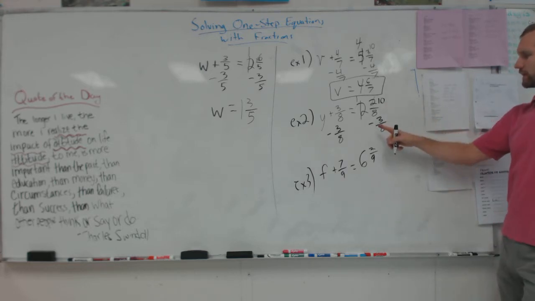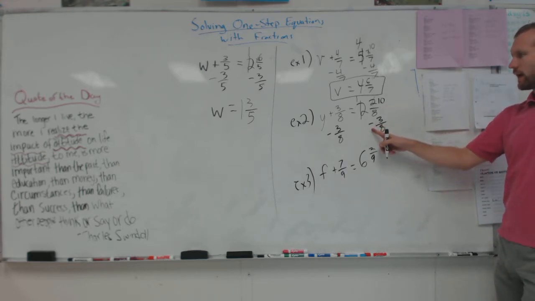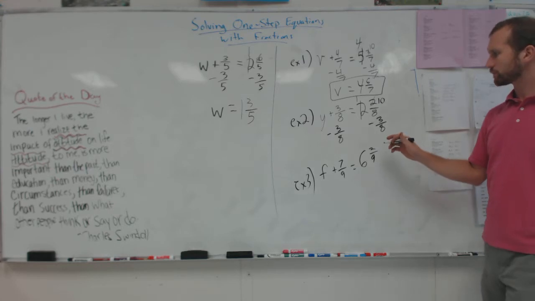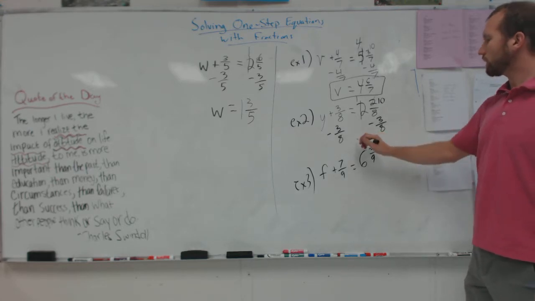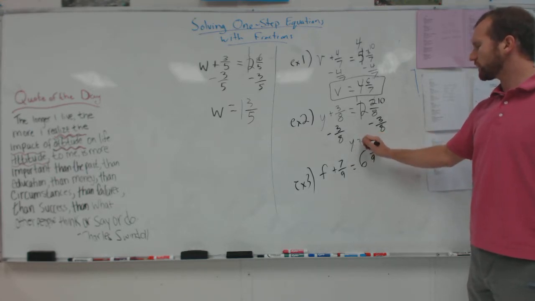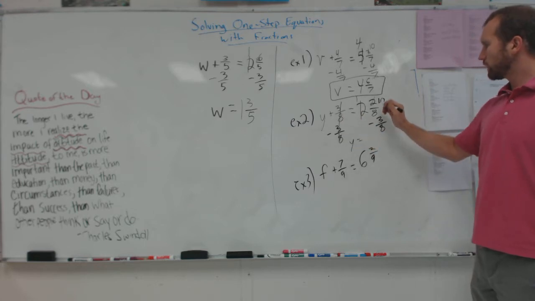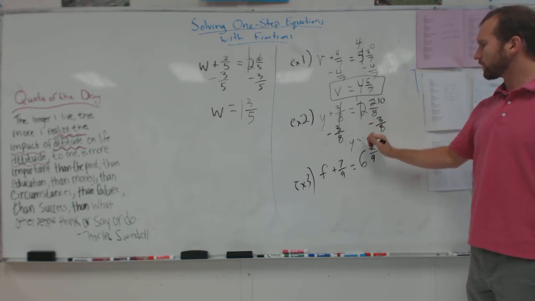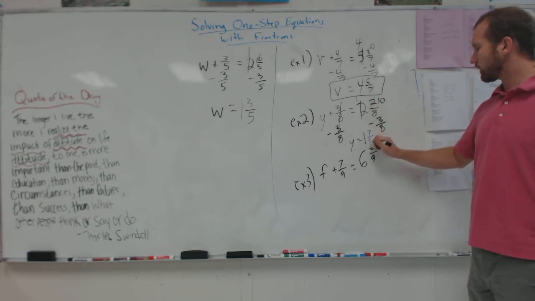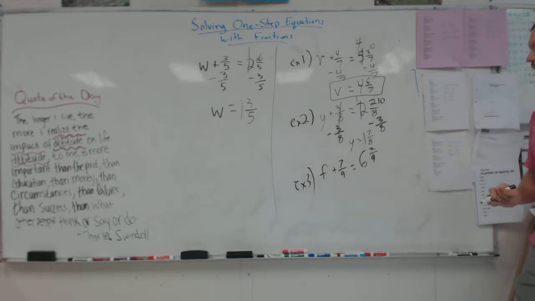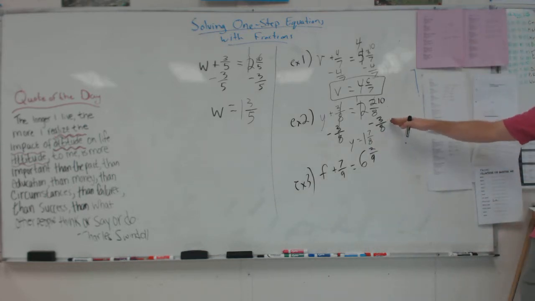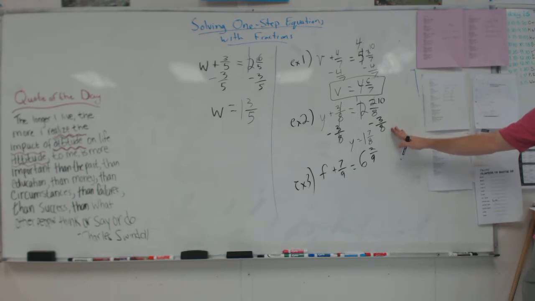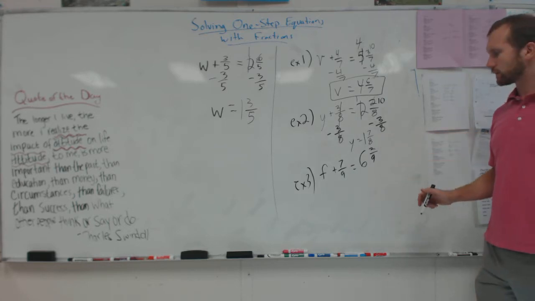If I have 10/8, I can take away 3/8, and how much is left? 7/8. 1 and 7/8. Good. So I have y over here, because those cancel. 10 minus 3 is 7. Can't forget my 1. So 1 and 7/8. I had 2/8, I took 3/8 away, so now I have 7.